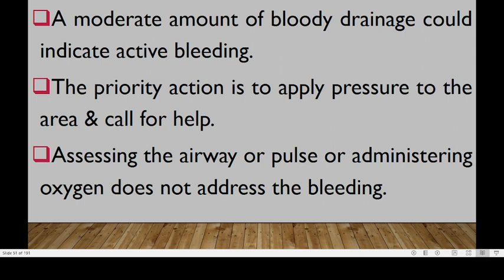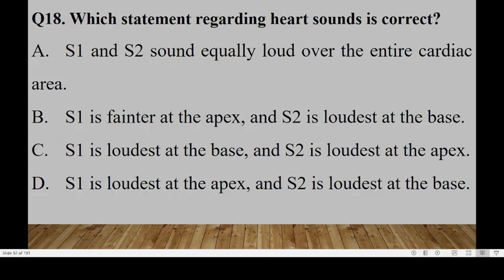Moderate amount of blood drainage could indicate active bleeding. So the priority action is to apply pressure to the area and call for help. Assessing the airway or pulse or administering oxygen will not address the problem in this case, which is bleeding. Which statement regarding heart sound is correct?